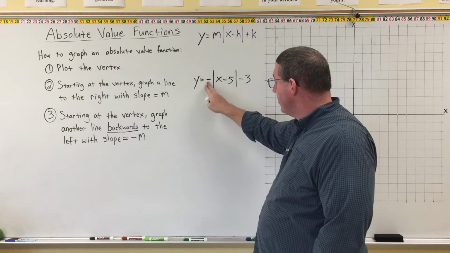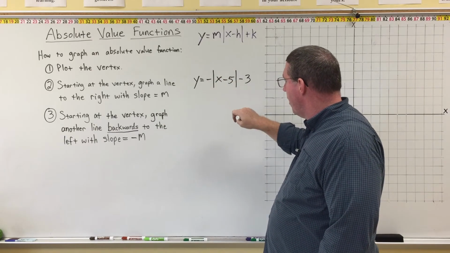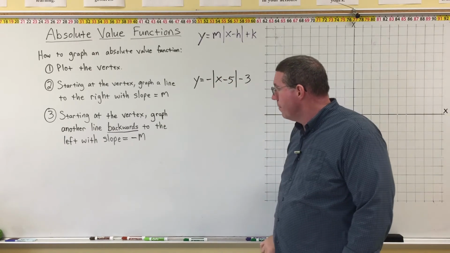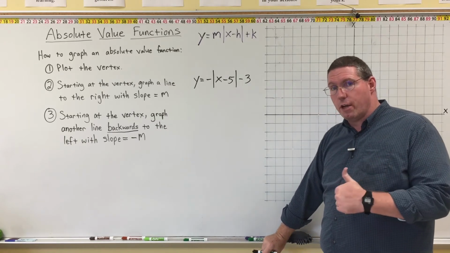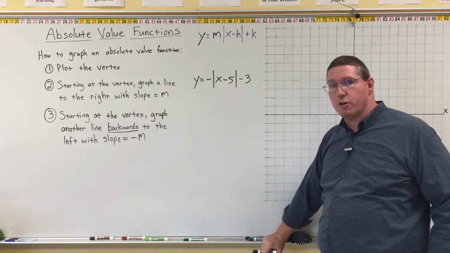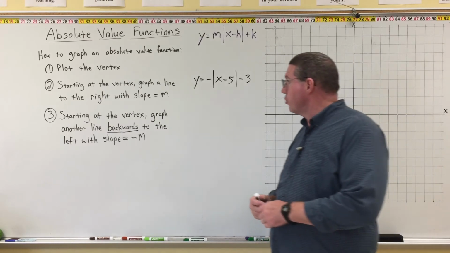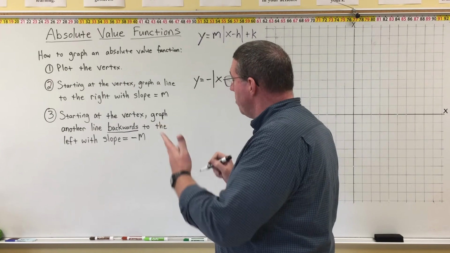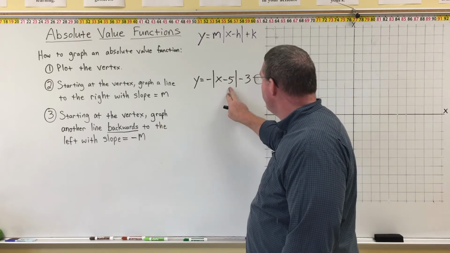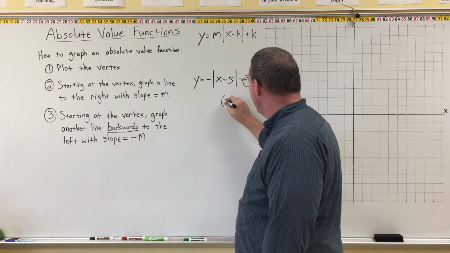Y is equal to negative absolute value of x minus 5, minus 3. Okay? Now I think what you should do is pause the video if you feel confident enough and see if you can graph this. All right, so now I'm going to go ahead and try it. So it says step 1, plot the vertex. The vertex is going to be at 5 and negative 3.